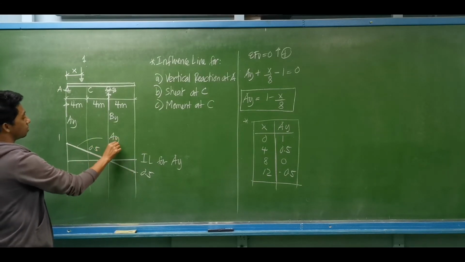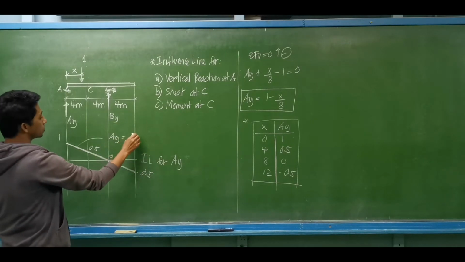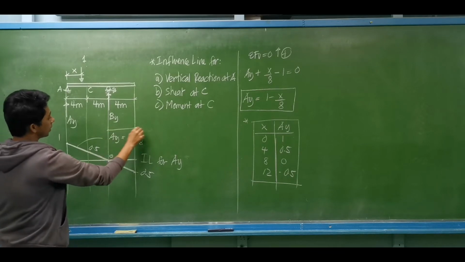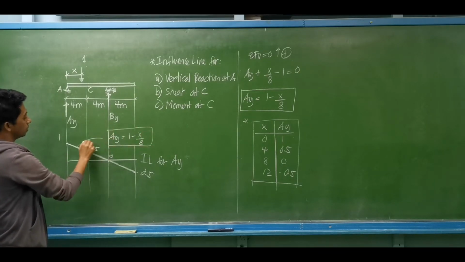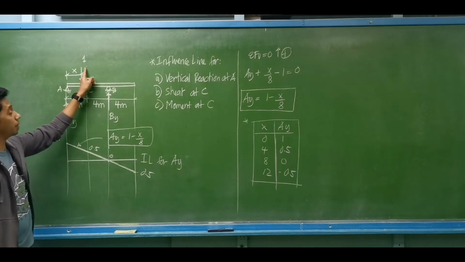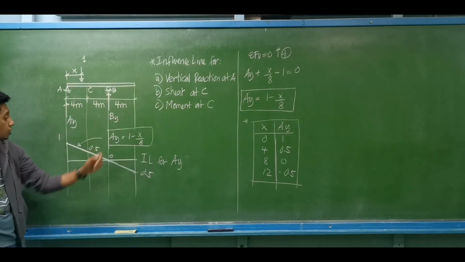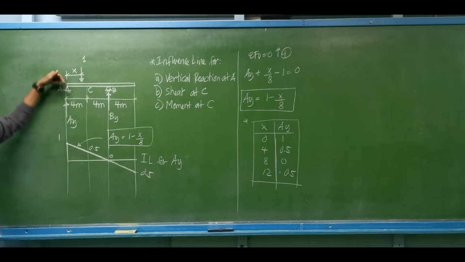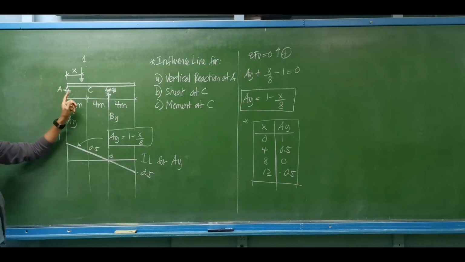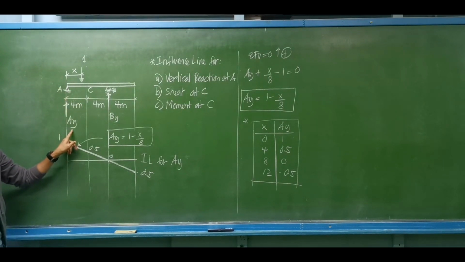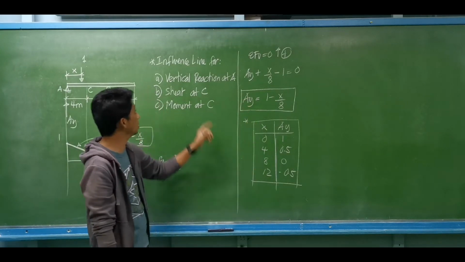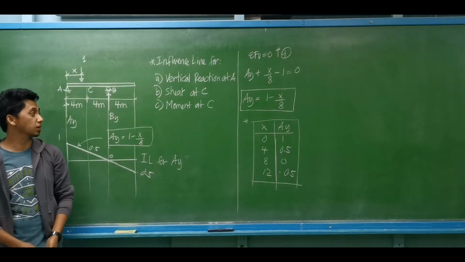We have that equation Ay is equal to 1 minus x over 8. One advantage of using the influence line is that we can tell at what value of x the reaction at A is maximum. Obviously, if the load is over support A, the vertical reaction at A is 100%. At that point Ay is maximum. That is the influence line for the vertical reaction at A.